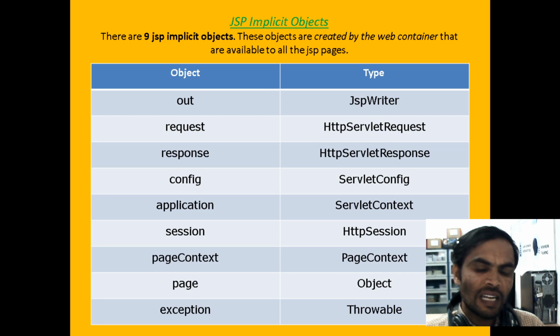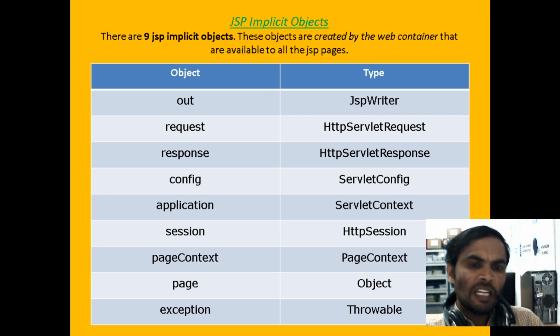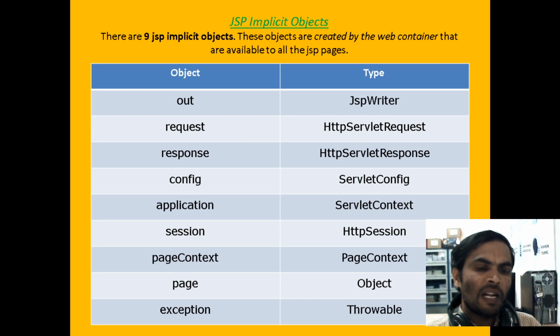Throwable is a class in Java. Here we have the exception object under JSP. These are the 9 objects available under JSP. These are the 9 implicit objects available under JSP.